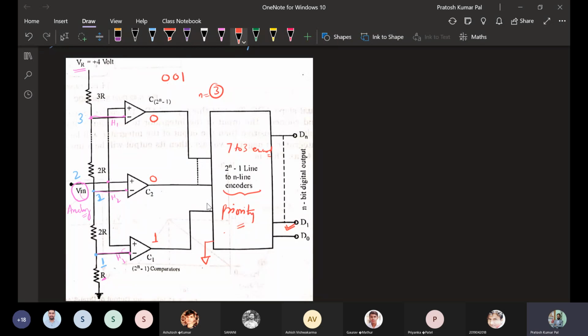Here we use a priority encoder. So in a priority encoder, what happens? Suppose this was the signal. Instead of this, suppose the signal is 110. So this is the signal. What is the highest MSB value? Based on this MSB value, whatever digital signal there will be, with respect to that it will be converting it.